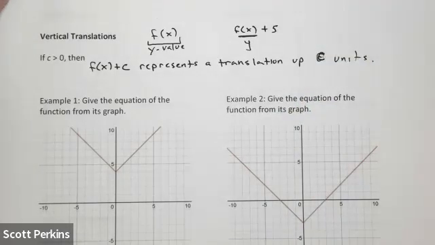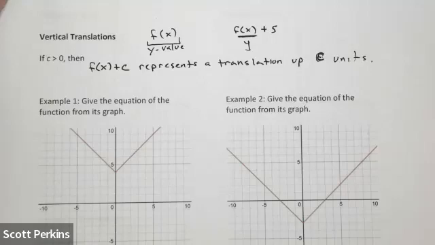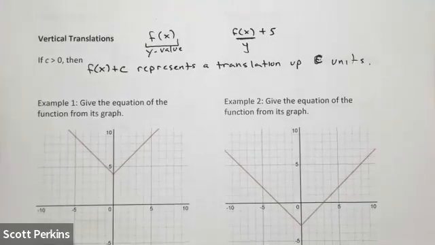So f of x plus c represents a translation up c units. Translation means that the graph is firm. You're not doing anything to the graph. The shape of it is going to be exactly what it was. You are just now sliding it around the Cartesian plane. Okay, and we're going to do a bunch of examples of what this looks like.